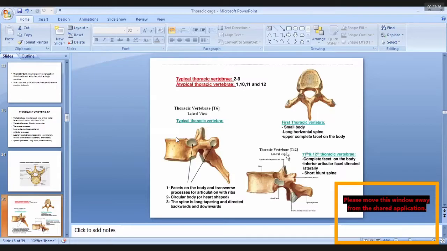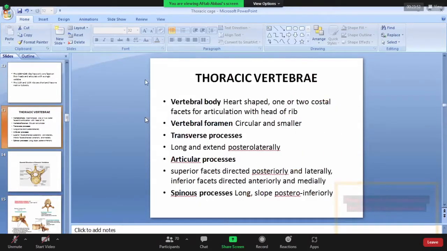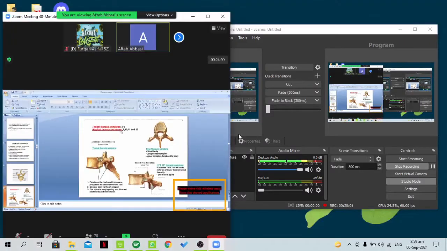Like the ribs, the thoracic vertebrae are also divided into typical and atypical thoracic vertebrae. From second to 9th, these are the features of a typical thoracic vertebrae. But some of the features are different from the 2nd to 9th thoracic vertebrae. So the first thoracic vertebrae, 10th, 11th, and 12th, are known as atypical thoracic vertebrae.